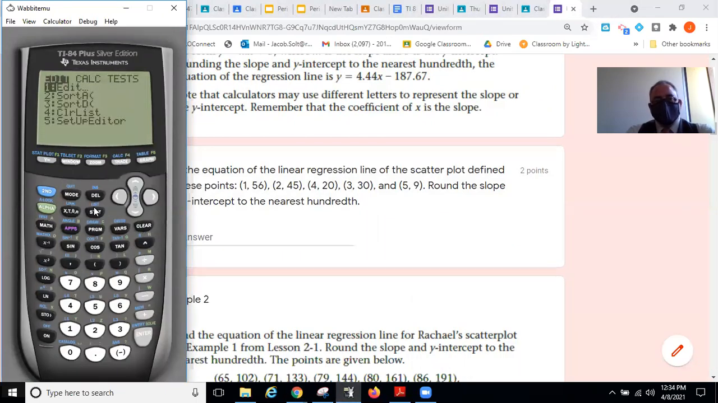So I'm pressing stat. I want to edit some lists. And now I have the data from the old problem in there. So I'm going to get rid of that data by pressing up, clear, enter. I pressed up, I pressed clear, I pressed enter. I'm going over here, press up, clear, enter. That clears the data in my calculator, and I can begin entering the data in my calculator.